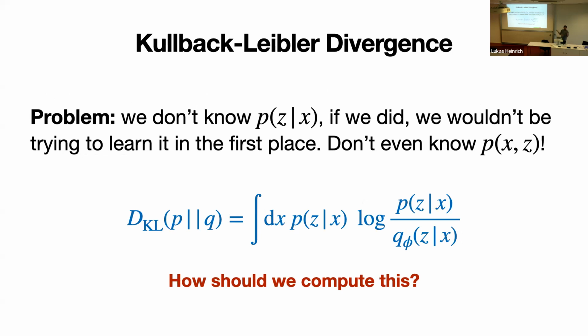And so, okay, great, we found a nice metric. If we really find the true posterior, it's going to be 0. Excellent. But in order to compute this thing, you need P of Z given X.